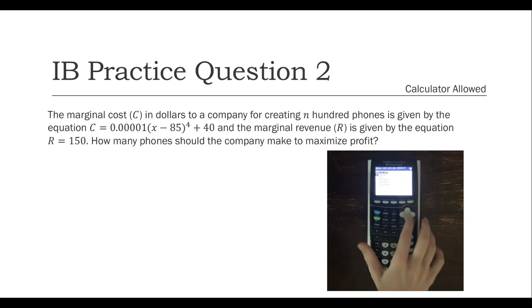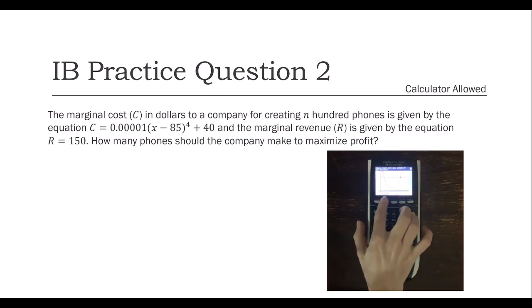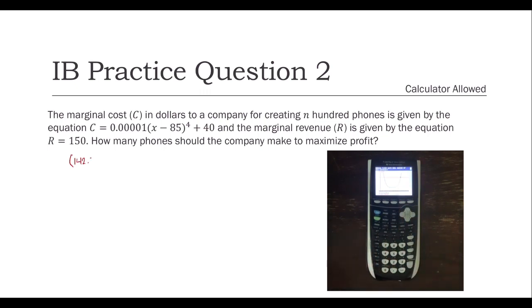So we'll do second calc. And we'll go down to intersect. We'll move towards our second point. And then we'll hit enter 3 times. So this happens when x equals 142.6 and y equals 150. So the number of phones the company should make is when n equals 142.6, and n is hundreds of phones. So it would be 14,260 because it's 14,200 phones. So 14,260 phones is how many the company should make to maximize profit.